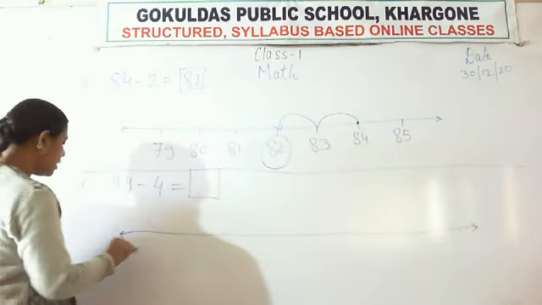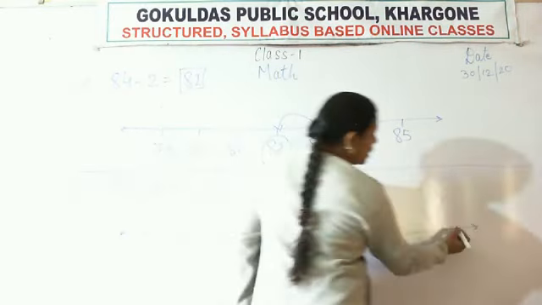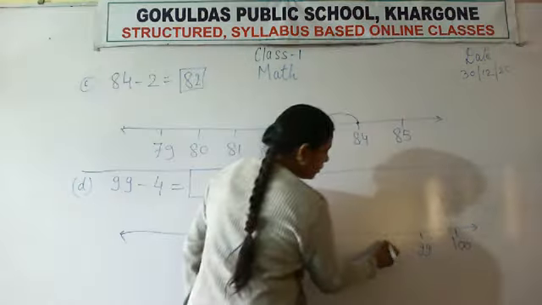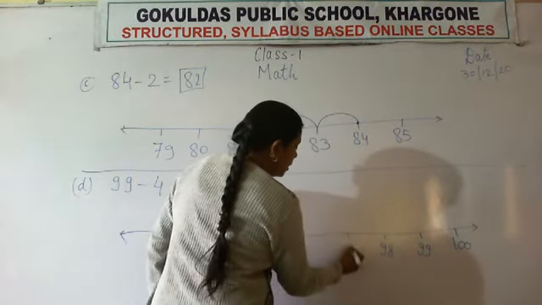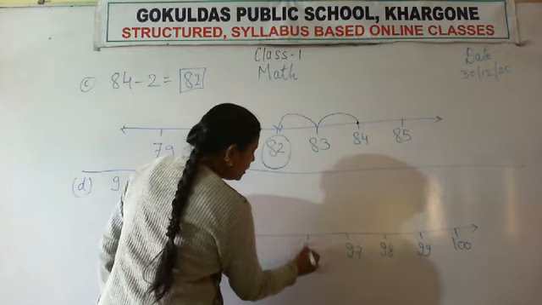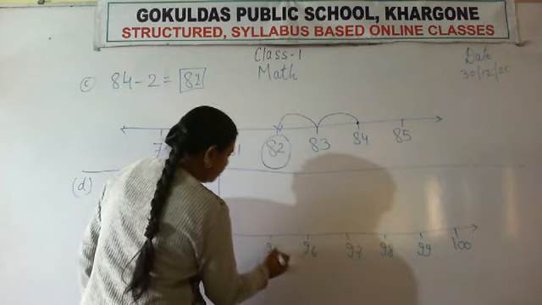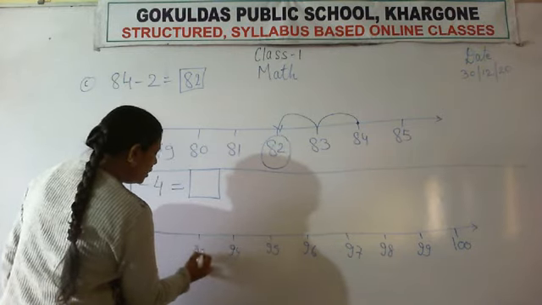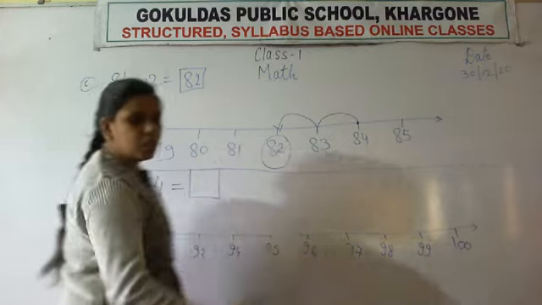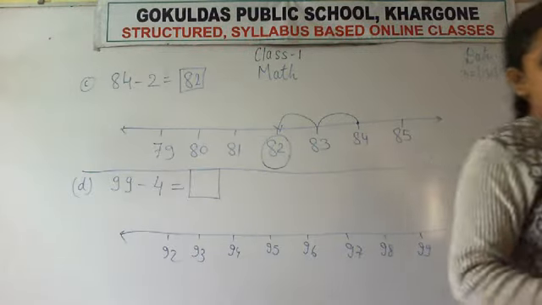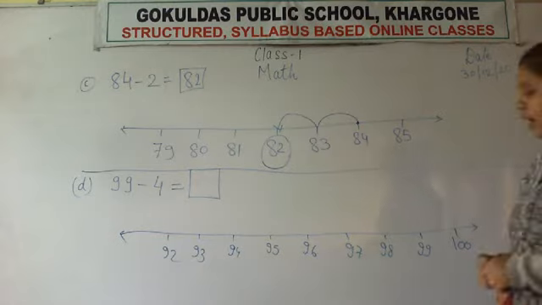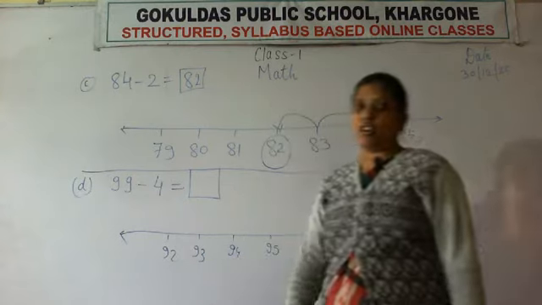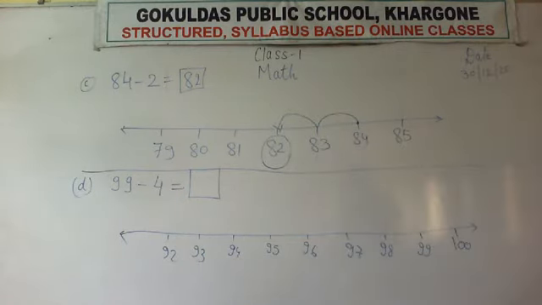And start writing numbers from 100 in reverse order. 100, 99, 98, 97, 96, 95, 94, 93 and 92. Okay. Make a number line and start writing numbers in reverse order. First, make the number line.